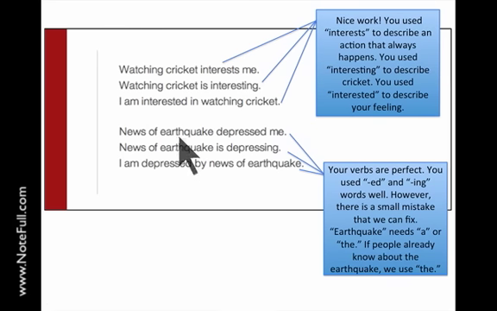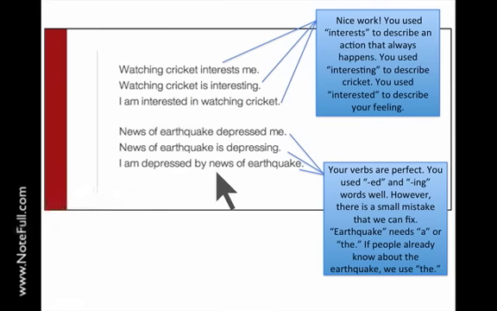When we use a word like earthquake, we need to use a or the right before the noun because it's one earthquake. In this case, it's common to use the because everybody already knows the earthquake, right? So news of the earthquake depressed me. When you say the earthquake, your friends will understand which earthquake you're talking about. A recent earthquake, everybody knows.